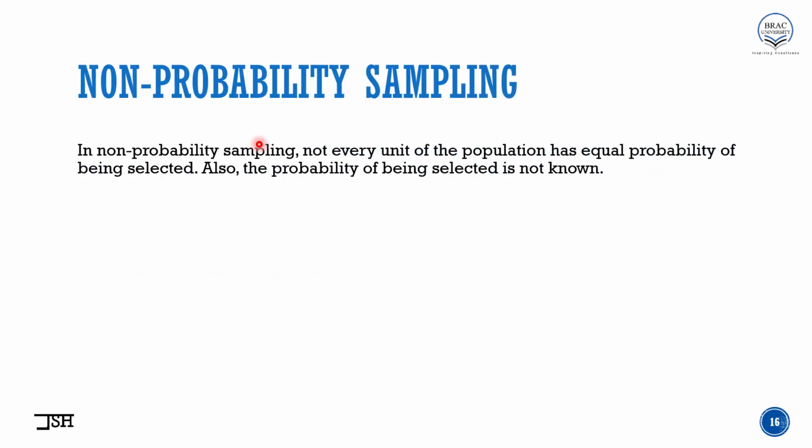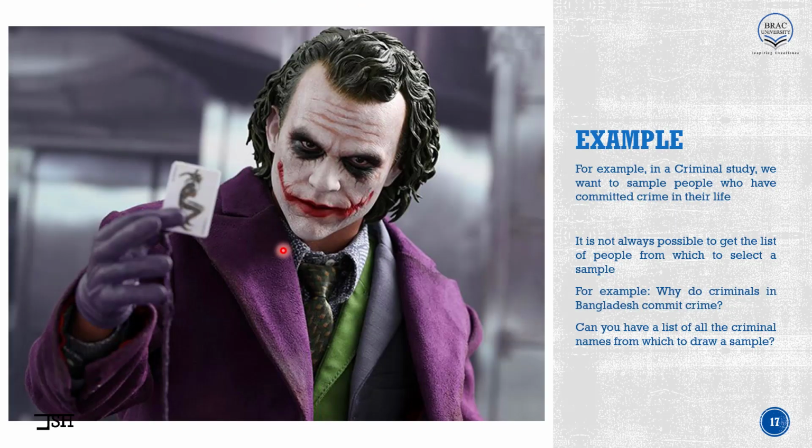Now, what is non-probability sampling? It's very easy. Here we fulfill none of these 2 conditions. In non-probability sampling, not every unit of the population has equal probability of being selected. So there is no equal probability, and also the probability of being selected is not known. Here we have unknown probability of being selected, and none of the probabilities are equal. All right. I have already given you an example of a non-probability sampling. In this study on crime rates in Bangladesh or in any other country, we might have to do non-probability sampling. So I have explained all the basic concepts of probability sampling and non-probability sampling.